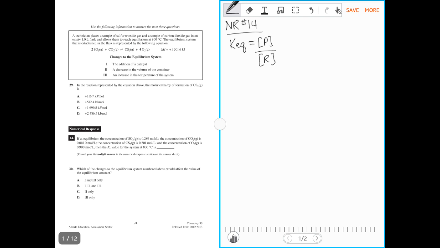It says a technician places a sample of sulfur trioxide gas and a sample of carbon dioxide gas in an empty 1 liter flask and allows them to reach equilibrium at 800 degrees Celsius. The equilibrium system that is established in the flask is represented by the following equation. And then it gives me the equation. Now I'm going to rewrite the equation out just so I have it nice and big on this side of my work here.